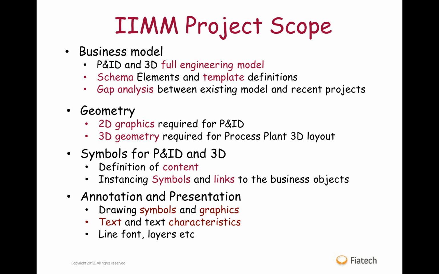We'll also be looking at the gap analysis, so that we can understand what the missing elements are within the existing model, based on the information that we're gathering from recent projects. The geometry will include the necessary objects for 2D graphics and 3D geometry required for PNID and process plant. These are Part 3 of ISO 15926, and we'll be using just a subset of that information.